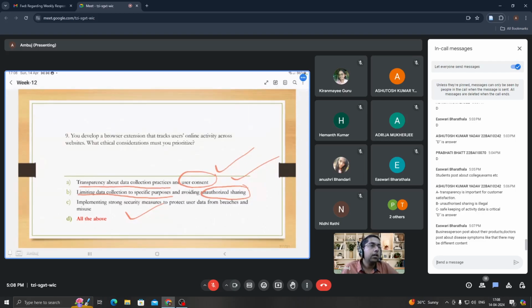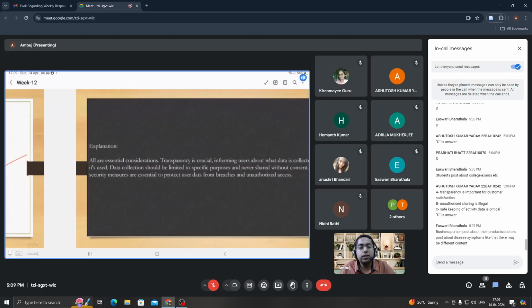Unauthorized sharing is illegal. Definitely. Then safekeeping of activity is critical. Your opinion about options B and C is definitely correct. A, you need to somewhat modify, which I've already told you. Great response from Ashutosh. I'm very happy. Let us look at the explanation.